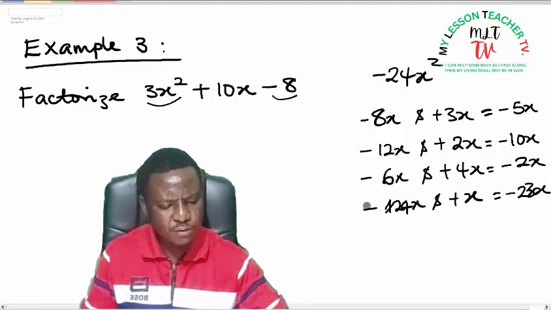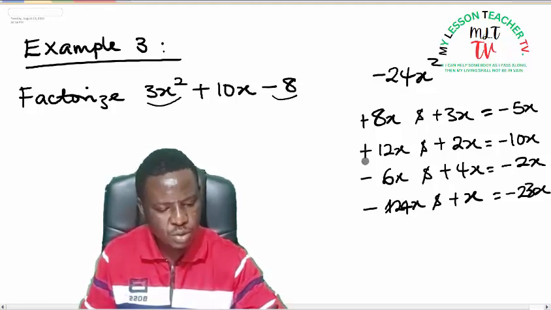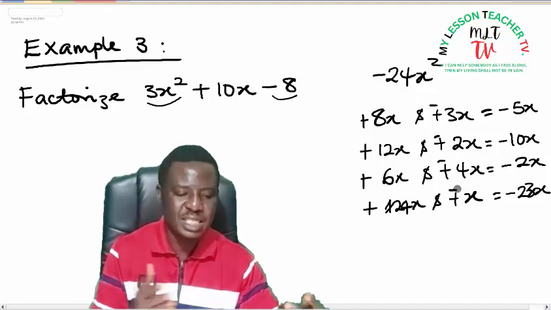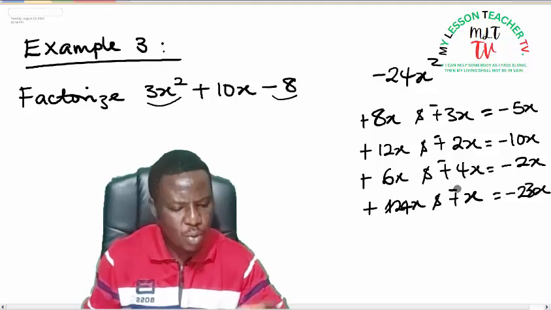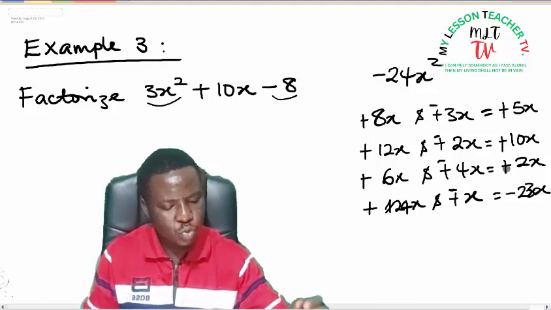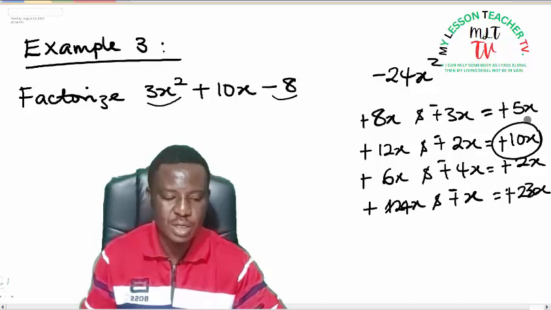Let's change all the positives to negatives and all the negatives to positives. So if this is positive, positive, positive, positive, and this is negative, definitely when you multiply them together, it still gives you minus 24x. But when you add them together, what will it give you? This becomes plus 5. This gives us plus 10. This becomes plus 2 and plus 23. So you discover that this meets that condition.